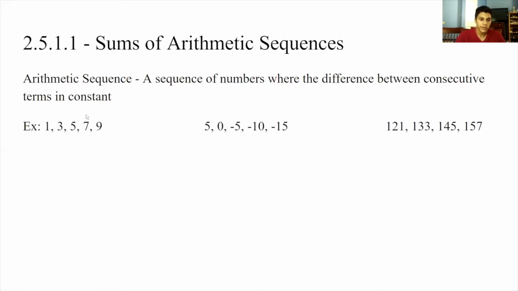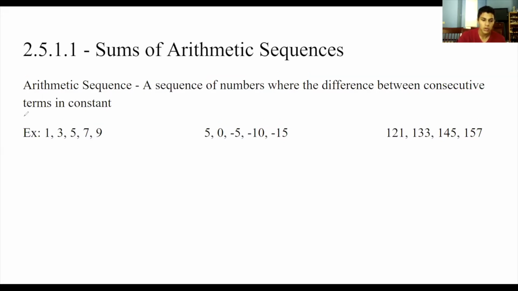This one is 1, 3, 5, 7, 9. The next is 5, 0, -5, -10, and -15. And the last one is 121, 133, 145, 157. So if we look at our definition of arithmetic sequence, it says a sequence of numbers. Well, all of these are sequences of numbers where the difference between consecutive terms is constant.